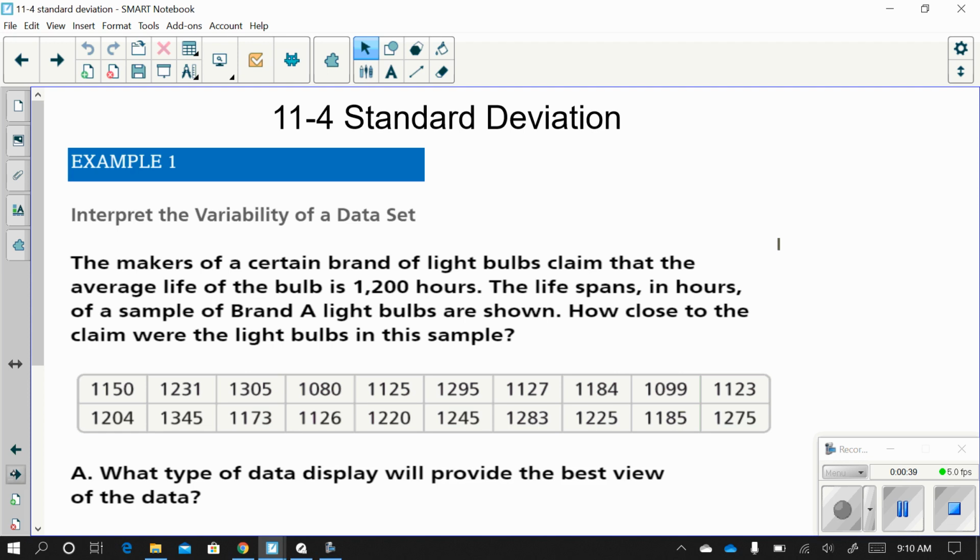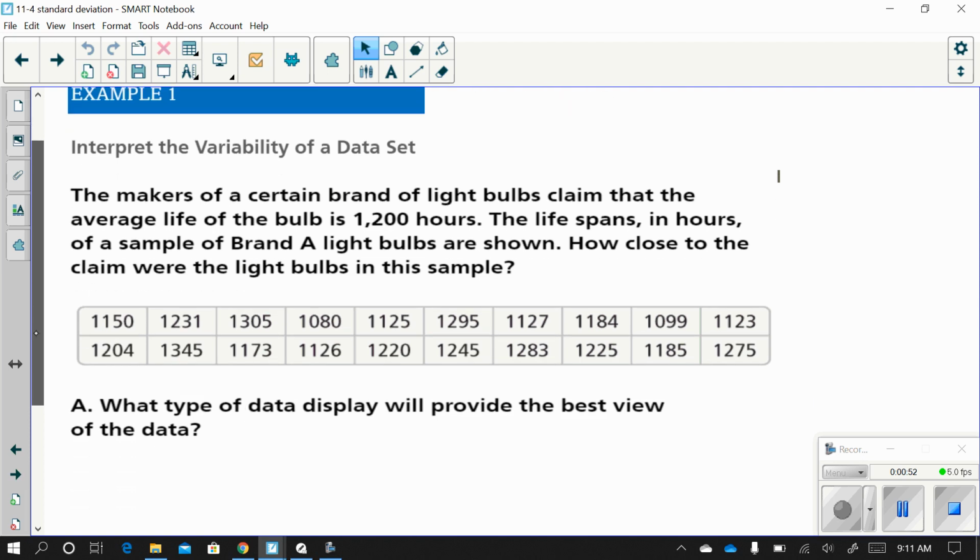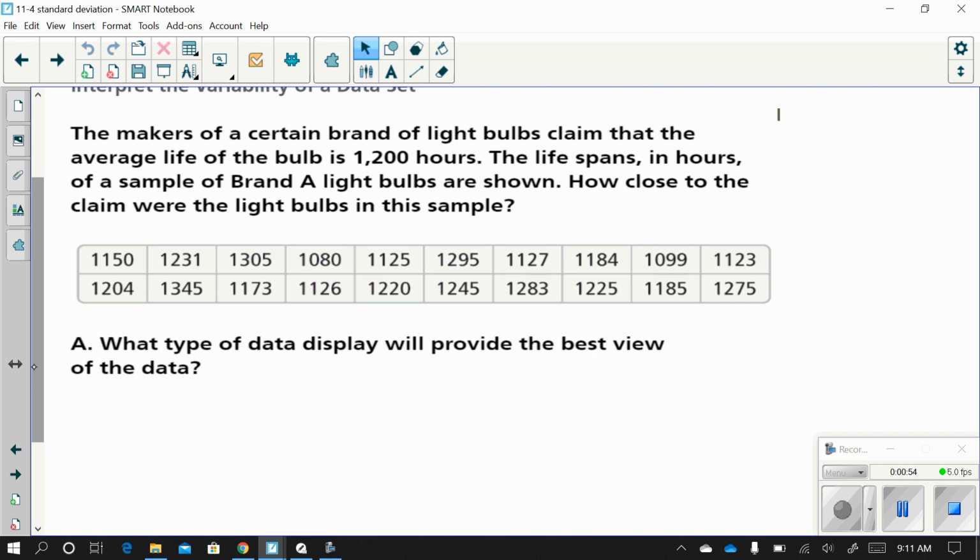Okay, you've got a formula in here that's going to take a little bit, so make sure you really pay attention and you understand what each of the symbols mean. Okay, so we're going to dive right into an example. The makers of a certain brand of light bulbs claim that the average life of the bulb is 1,200 hours. The lifespan in hours of a sample of brand A light bulbs are shown. How close to the claim were the light bulbs in this sample? We've got 20 data points.